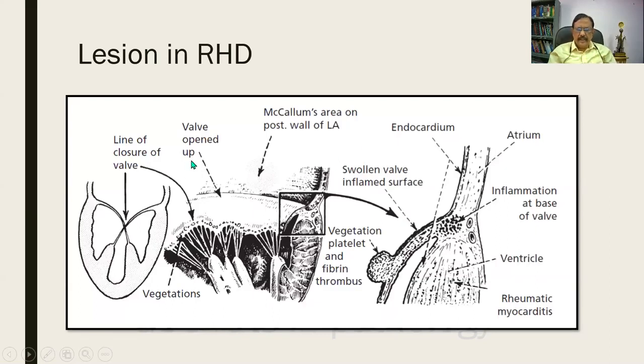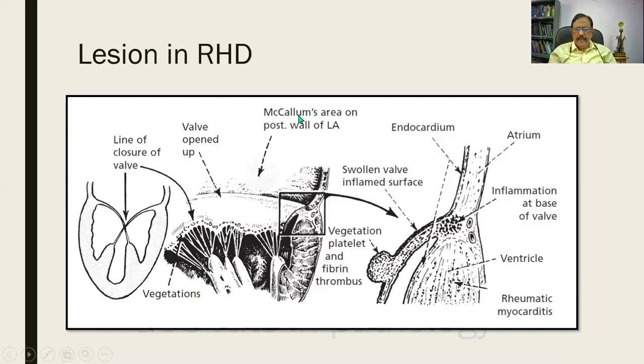The other lesions that we should remember will be the vegetations. Look at these minute beaded vegetations. They are found along the lines of closure of the valve leaflets. They are firmly adherent to the walls. In fact, when students handle it, they can pass it from one to another without damage to these vegetations.